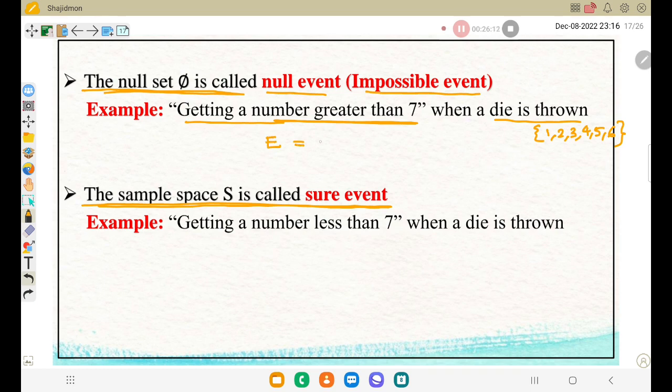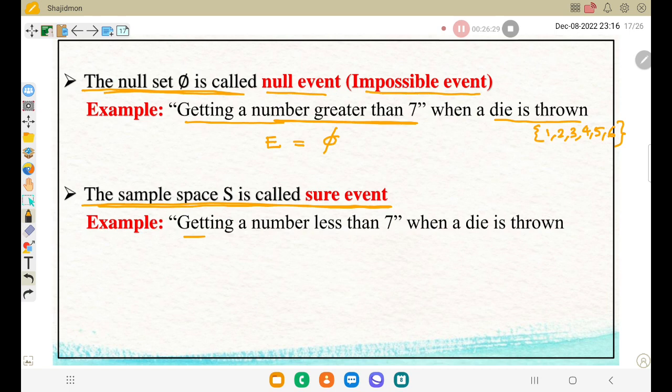That one, this event is an empty set. Null event, correct? Nothing, because more than 7, when we are throwing a die, more than 7 never happens. Impossible event, that one. Null event, that one. Clear? So this is the null event or impossible event.